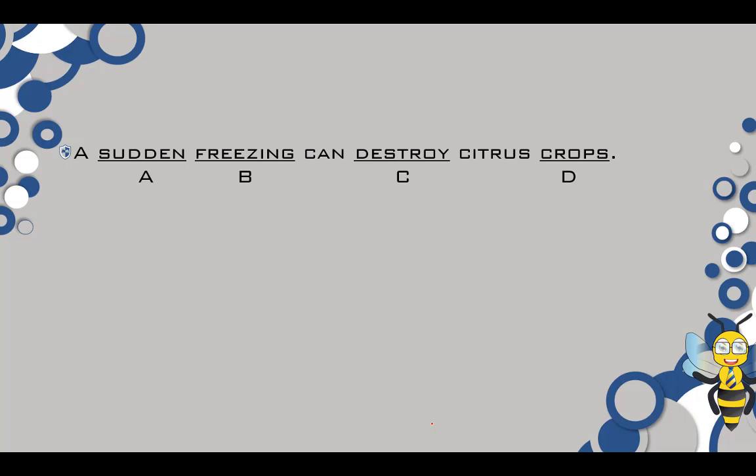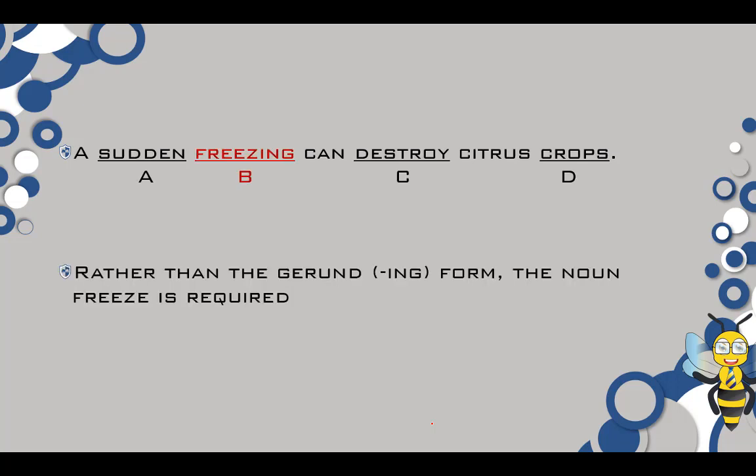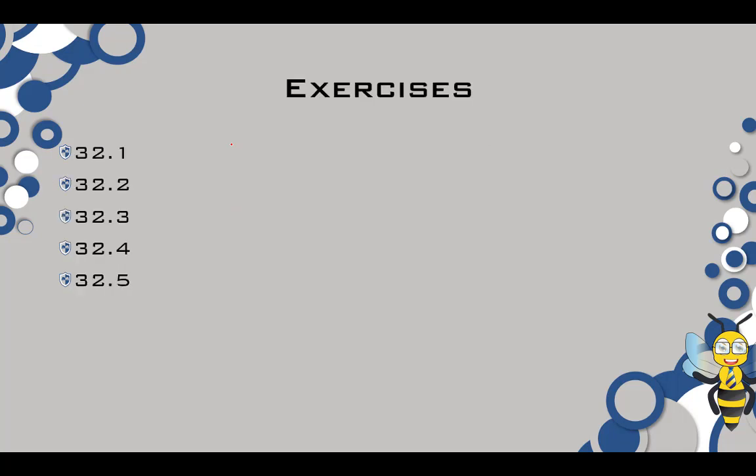This one. A sudden freezing can destroy citrus crops. I heard A, B, C. Yeah, one of you said A, and the other one said B, and the other one said C. Freezing, B. That's right. This is because of the -ing. We need a noun, and the noun is freeze, not an adjective, freezing. Okay, so basically, that's it. I think it was easy for you. You were really smart. You found the mistakes really quickly.